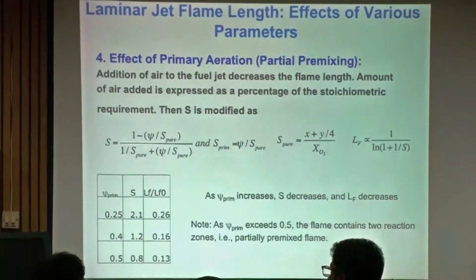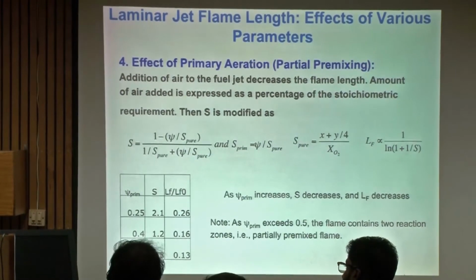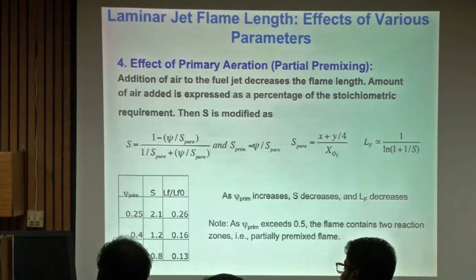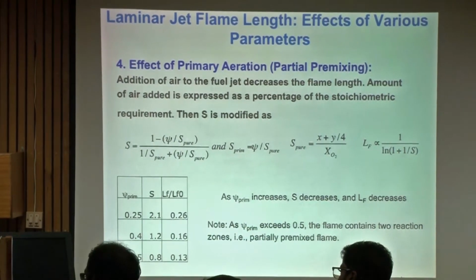So, what is the net observation takeaway? That as you start adding air to the fuel jet, the flame length decreases, and then at some amount of air, you get this double flame, partially premixed flames.